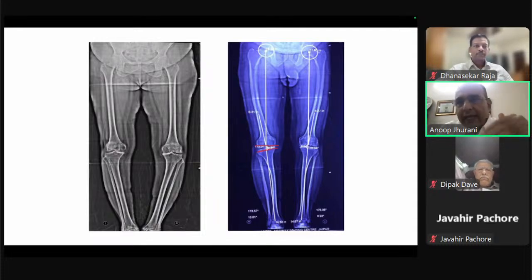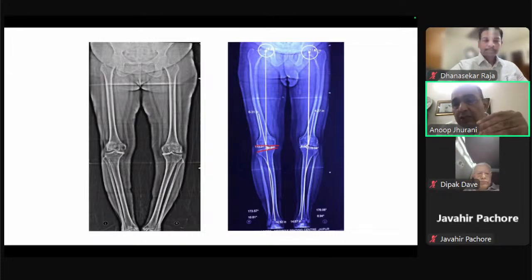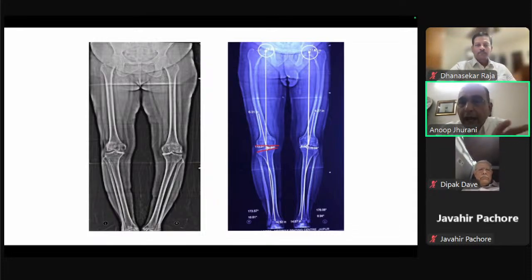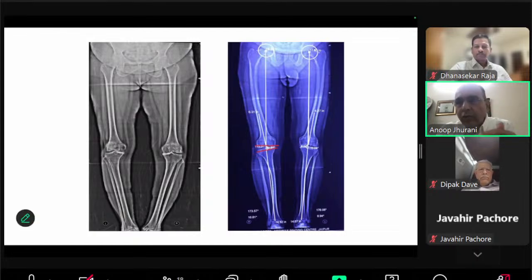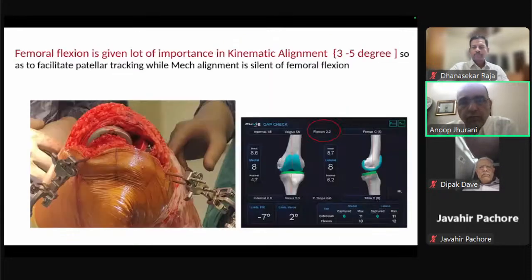So mechanical alignment is a concept that needs to be changed and challenged now, because the soft tissue releases actually are not required but are created because of our cuts. So once we cut perpendicular to the mechanical axis, we create tightness on the medial side and then we do soft tissue release to balance our knee, which can create instability patterns.